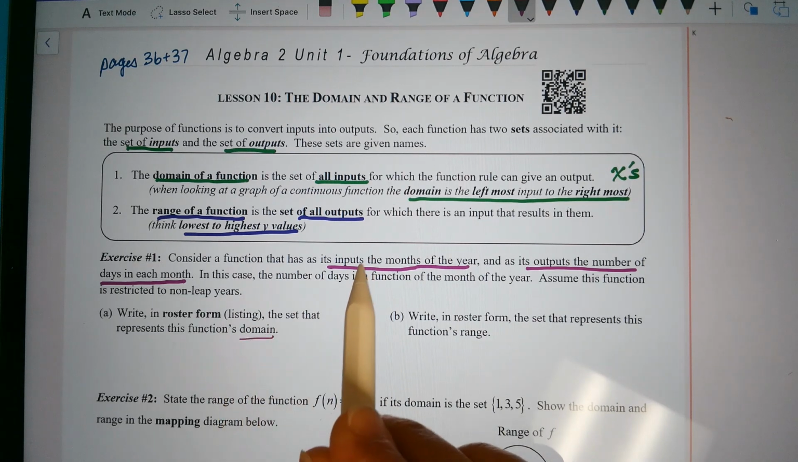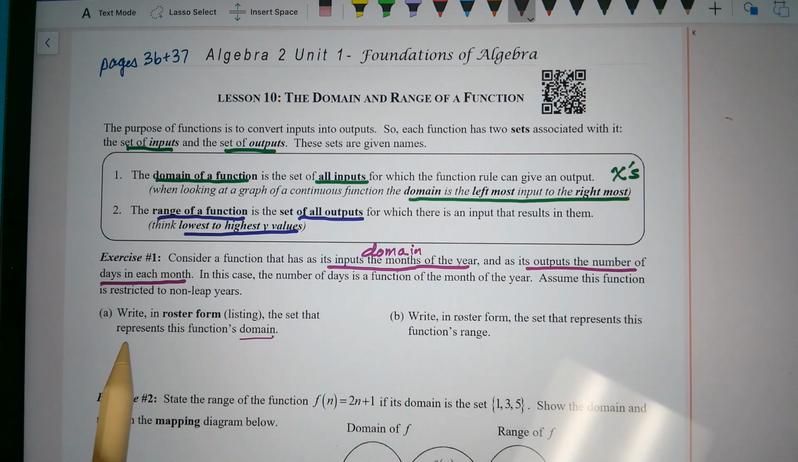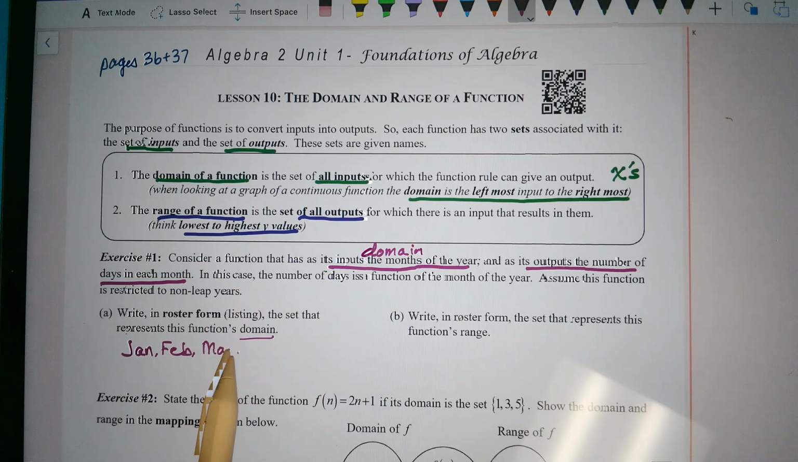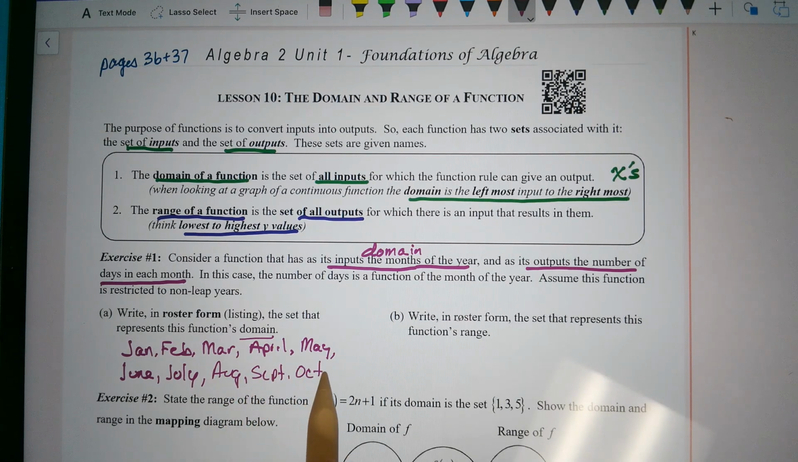Well, the domain is our inputs, which is the months of the year. So we would list January, February, March, April, May, June, July, August, September, October, November, and December. And usually roster form is in the form of a set, so let me add our set bracket notation.